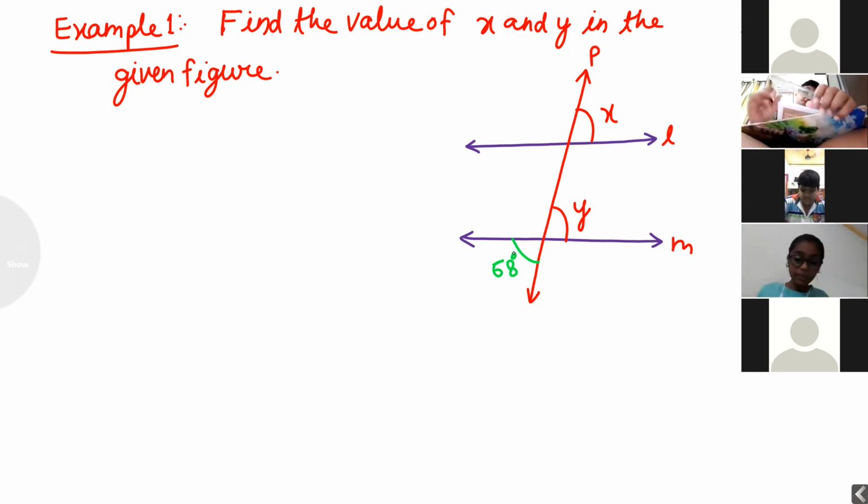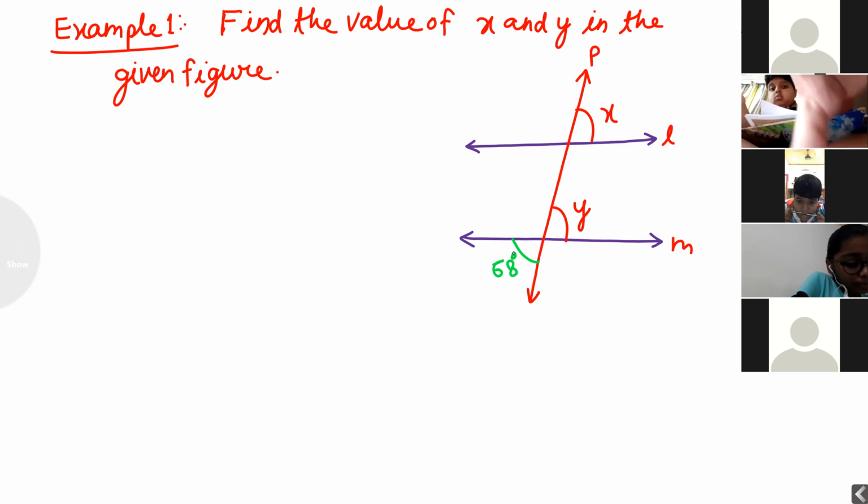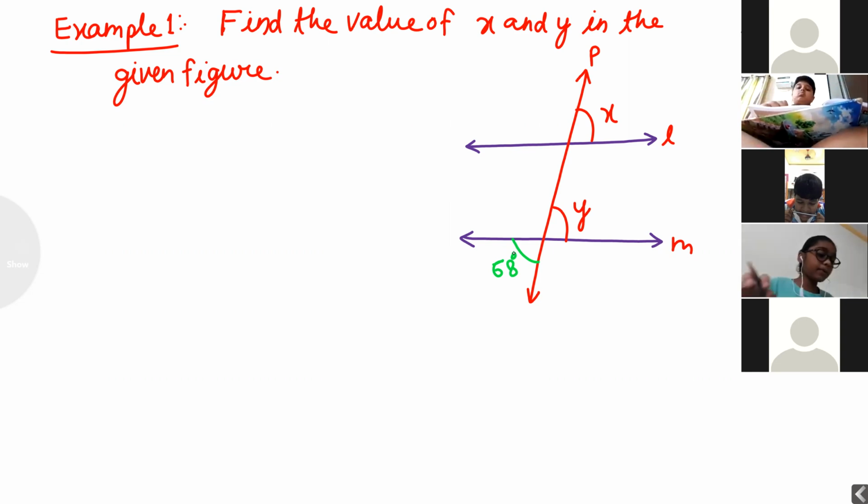Now you are observing, students, what is the importance of the transversal line. Very important. If you miss the class, you will face so many problems. Y is opposite to 68, so without calculation I can say Y is 68 degrees, a vertically opposite angle. Then to find X, Y and X are corresponding angles. Or we can say 68 and X are exterior alternate angles. 68 is this side, X is that side. That concept I can also apply.